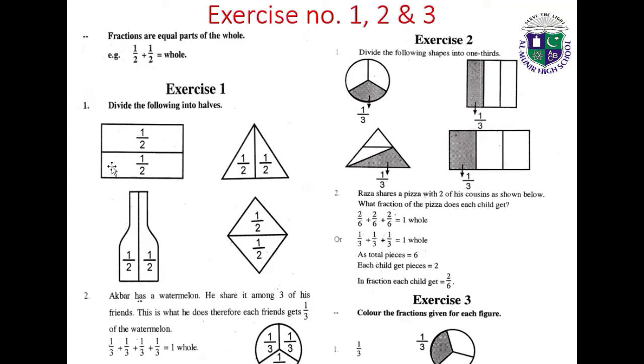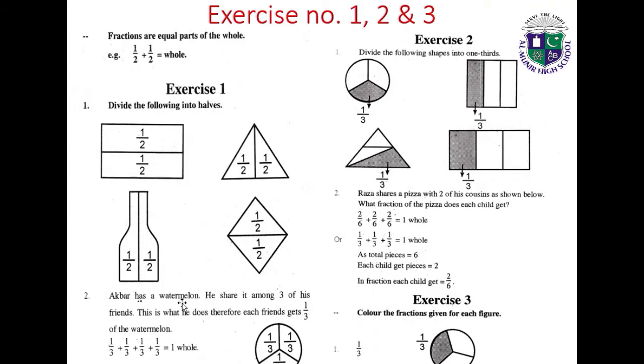The whole value, the half is 1 by 2 and 1 by 2. The whole triangle and the half triangle is 1 by 2 and 1 by 2. Next, a full bottle, and 1 by 2 and 1 by 2. The circle, half of the circle, half shape 1 by 2.